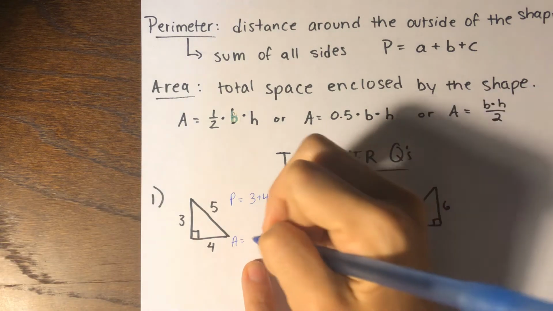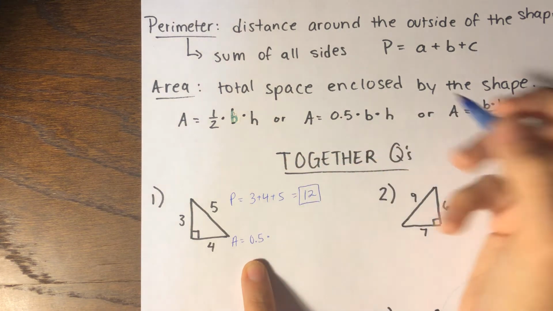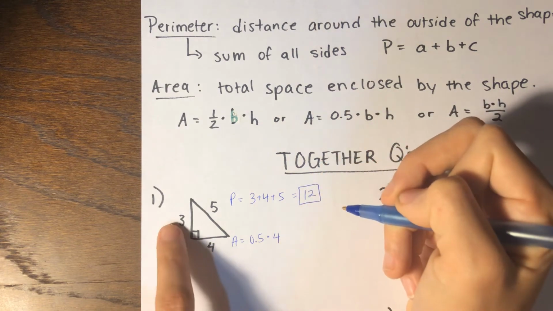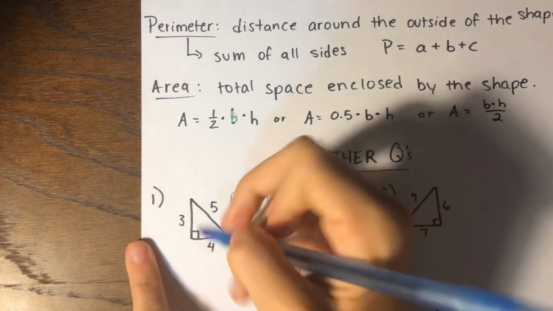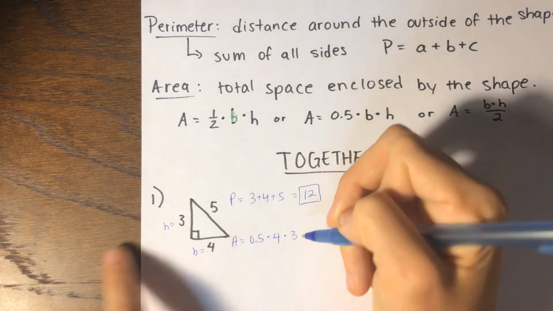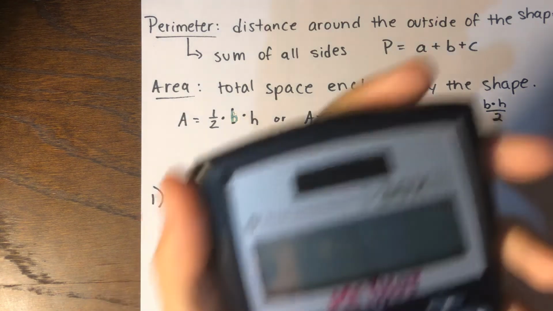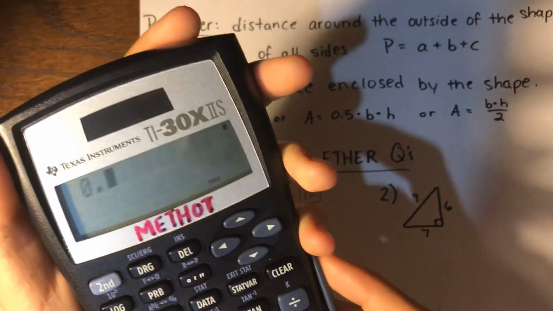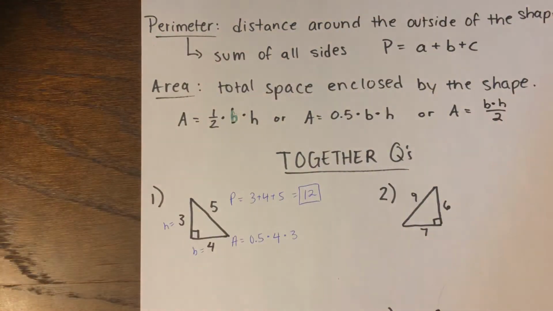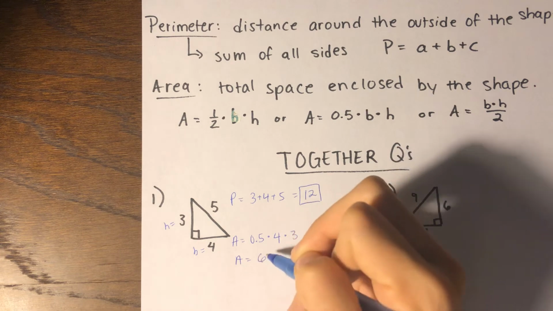Now for area, I'm going to do 0.5 times my base, which is the bottom. So 4. And then times 3. So my base and my height. In your calculator, you just do 0.5 times 4 times 3, just like that. So I get 6. So my area is 6.